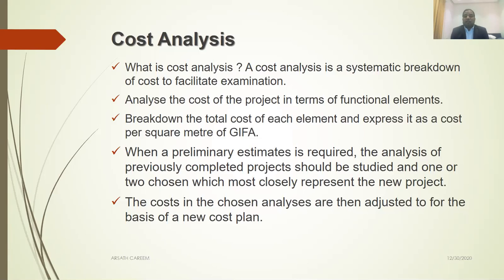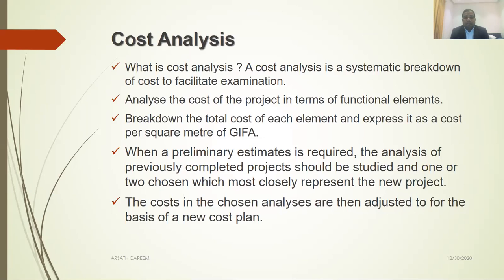or tendered project. When you finish a project or when you tender an awarded project, you can take that cost into breakdown and do analysis of how much it will cost per meter squared for each element. It's the same exercise as elemental, just you have to analyze the completed project. Analyze the cost of the project in terms of functional elements, break down the total cost of each element and express it as a cost per square meter of gross internal floor area.